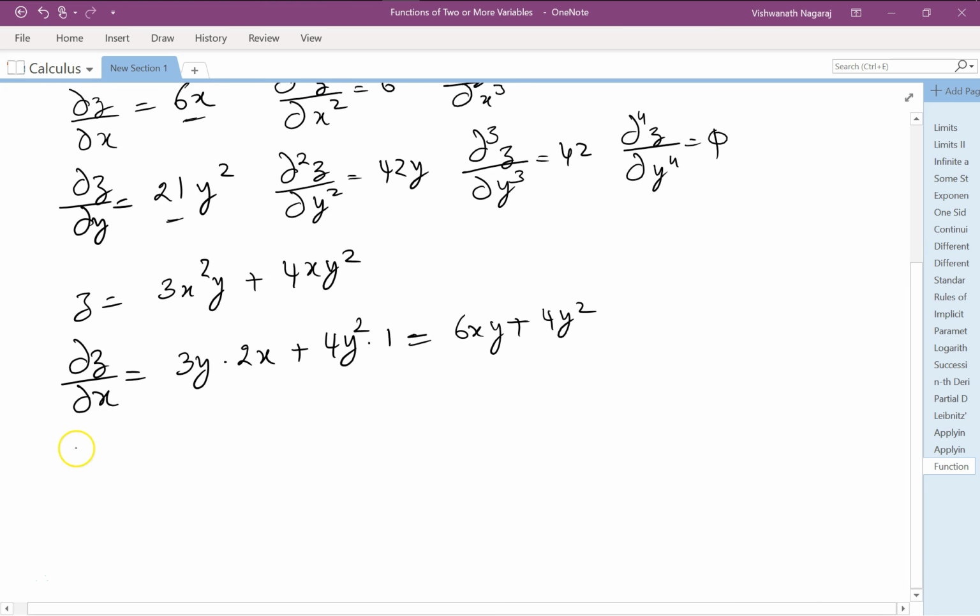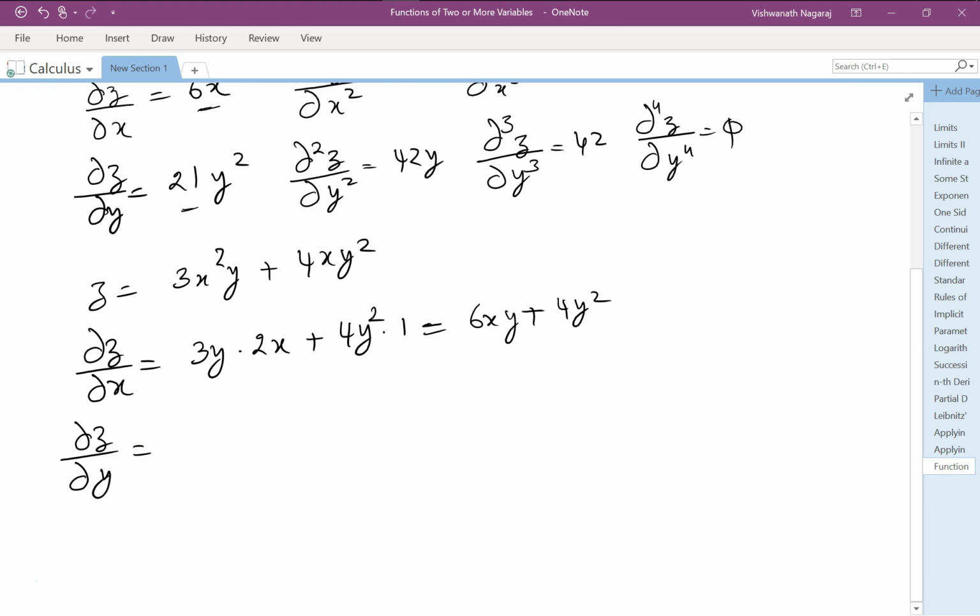Similarly, dou z by dou y, if we differentiate it with respect to y. Now what happens? 3x squared is constant and the differentiation of y is 1, plus 4x is constant and the differentiation of y squared is 2y, which gives 3x squared plus 8xy. Okay.